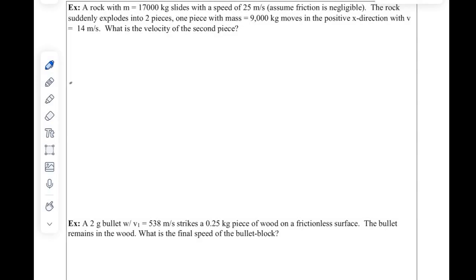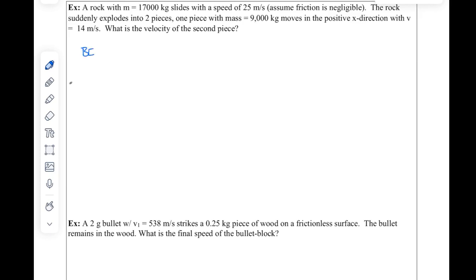Okay, so let's go through two examples of conservation of momentum. So this first one says, a rock with a mass of 17,000 kilograms slides with a speed of 25 meters per second. The rock suddenly explodes into two pieces. We're given a mass and some velocities, and we want to know what the velocity of the second piece is. So with momentum problems, the first thing we're going to do is just draw before and after pictures.